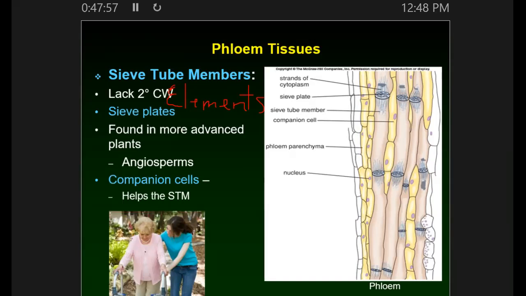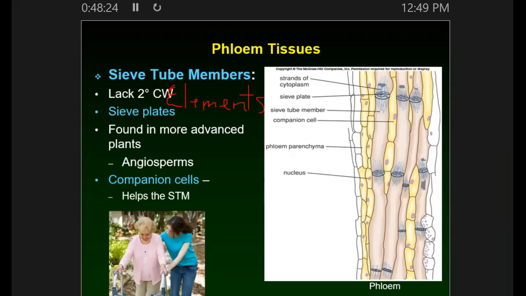So it's just one sieve tube member on top of another one, on top of another one, and they link up with those sieve plates. And it's all open. Those look like a sieve or pores, but it's all open, no membrane or anything blocking that. It's just an open system. All right. And so now you have to imagine sugar dissolved in water flowing through those sieve tube members. Okay. And it has to go throughout the whole plant body.